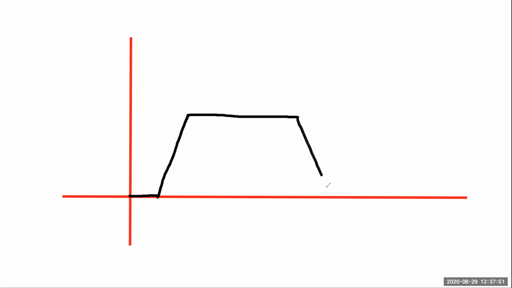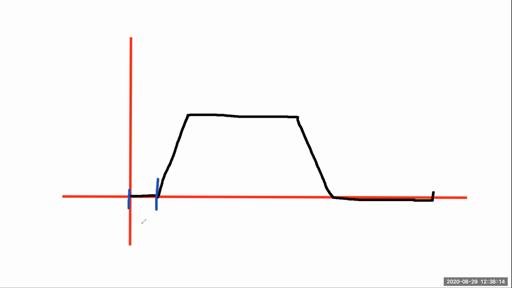Then it will remain on for some time. Then it will fall down. This is the fall time. Then it will remain off. This is the off time, right? Then it will start again. Understand? Got my point? Okay.